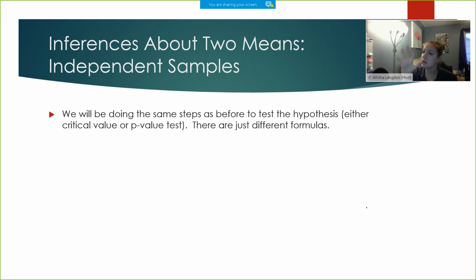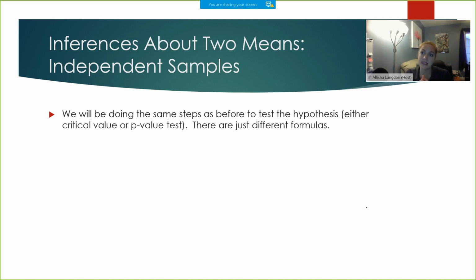Okay. We're still going to be using the same steps as before. So steps 1 through 3, we've got to come up with that hypothesis, the null hypothesis and the alternative hypothesis. We also need to figure out our alpha, our level of significance. We also want to calculate the t-statistic and then use that value to do either the critical value or the p-value. So either one.